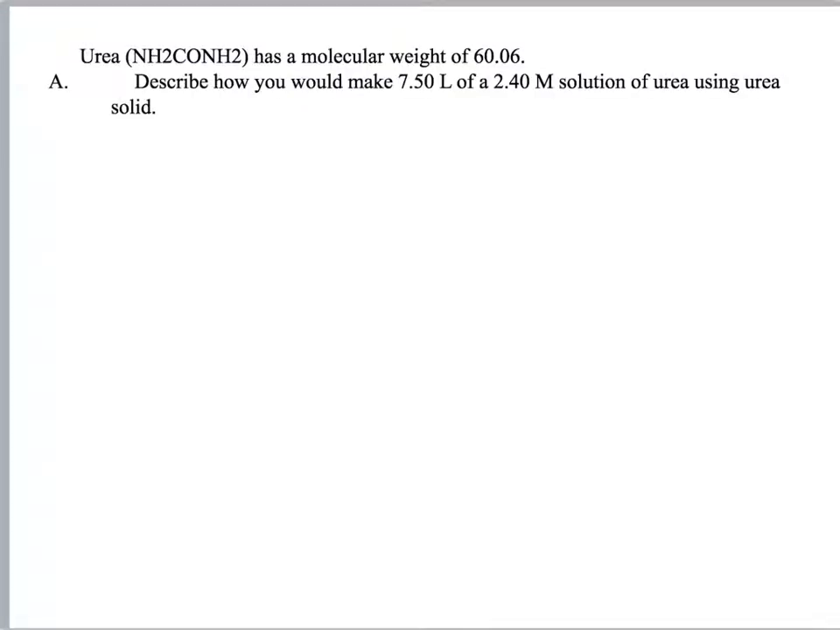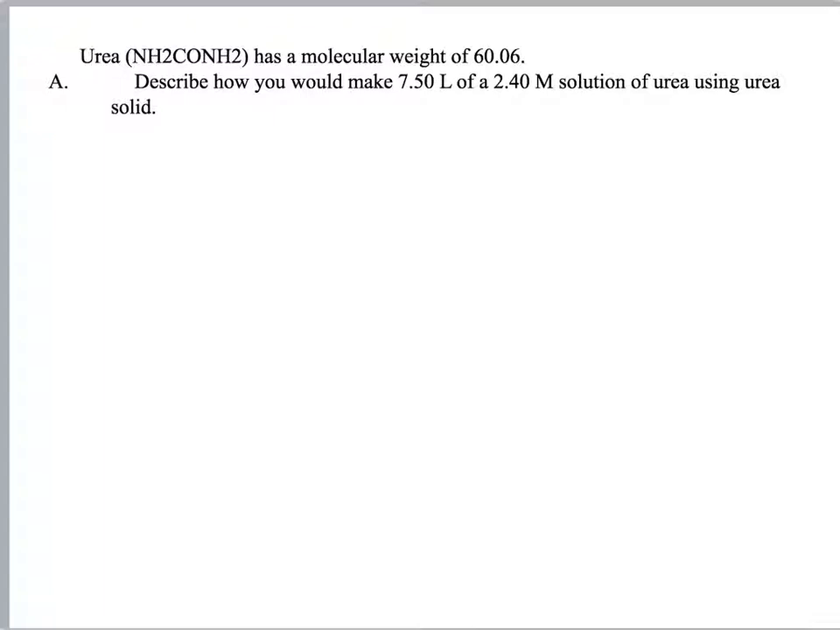Okay, so first we're going to make a solution of urea. I apologize, in the conversion to explain everything, we lost our subscripts, so please just make note of that. So we're going to start with urea, and it has a given molecular weight, and the question wants us to describe how we would make 7.50 liters of a 2.40 molar solution of urea, starting with solid urea.